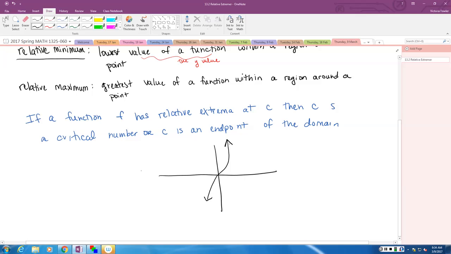Does anyone know what this graph is? What function this is a graph of? Yeah, f of x equals x cubed, right? And so if I said last time, can you find the critical numbers, what would you do? I'm going to take the derivative, right? And I'm going to set the derivative equal to 0. So I get the derivative is 3x squared. I'm going to set it equal to 0. And what do I get for the critical number or numbers?